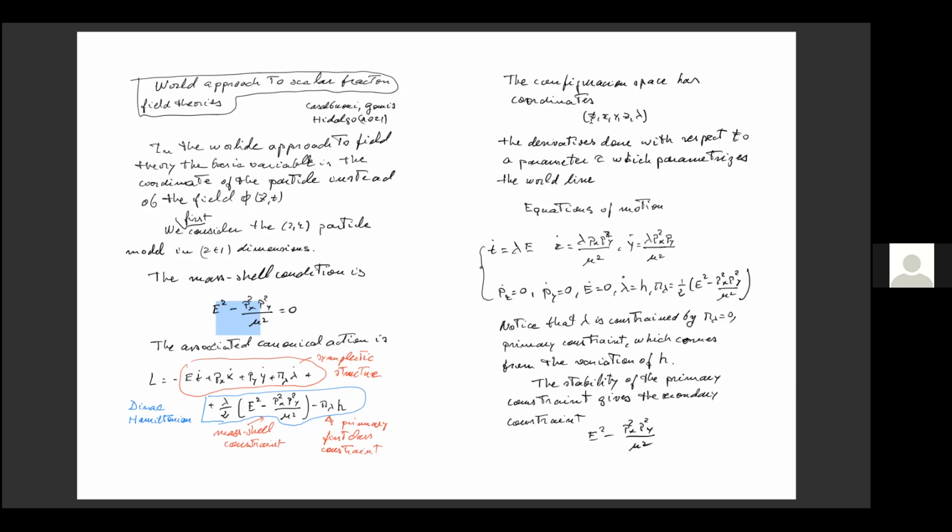The configuration space coordinates that we have are t, x, y, z, and lambda. And the derivatives that appear in here are the derivatives with respect to the worldline parameter. Okay. And easily we can compute the corresponding equations of motion, essentially Hamilton's equations of motion. And let me notice that lambda is constrained by pi_lambda equal to 0, that is the primary constraint. But if you remember the Dirac analysis of singular Lagrangians, if you have a constraint, you should ask what is the stability, because this defines a surface, and you want your trajectories to be tangent to the surface. And if you do that, it results that there is a secondary constraint that is precisely the mass-shell constraint of the dispersion relation.